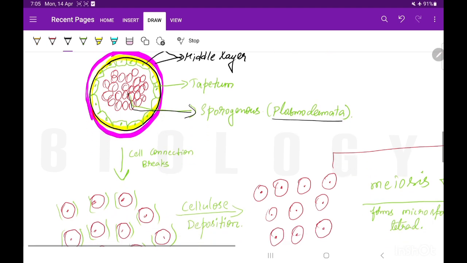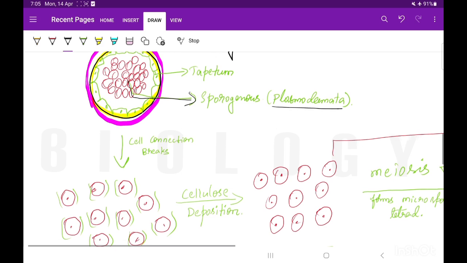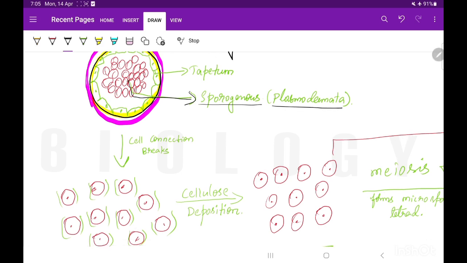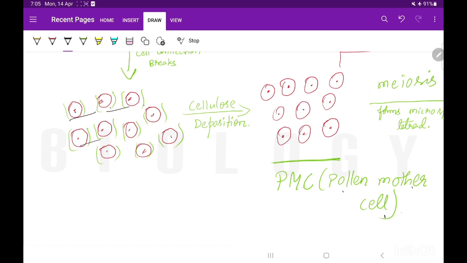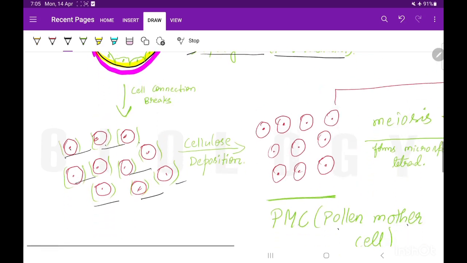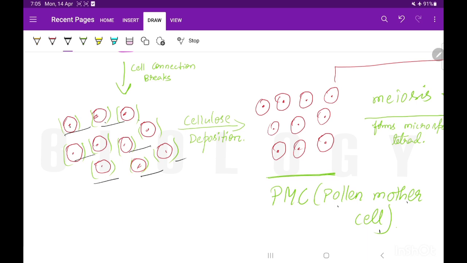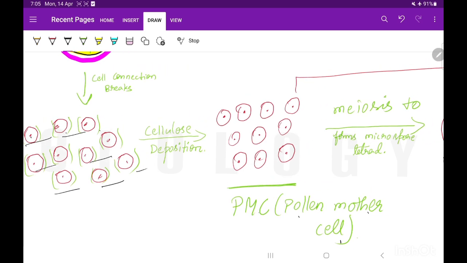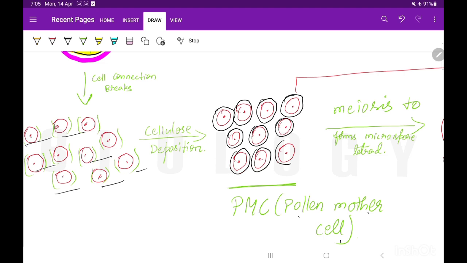Here what happens is, we know that each cell has a connection which is called plasmodesmata. In the process of formation of pollen, the connection of cells breaks. These sporogenous cells break the connection to form individual cells. As we see here, I have shown clearly, these cells break from one another and there is a deposition of cellulose. The cellulose deposition takes place on the cells as plasmodesmata break.